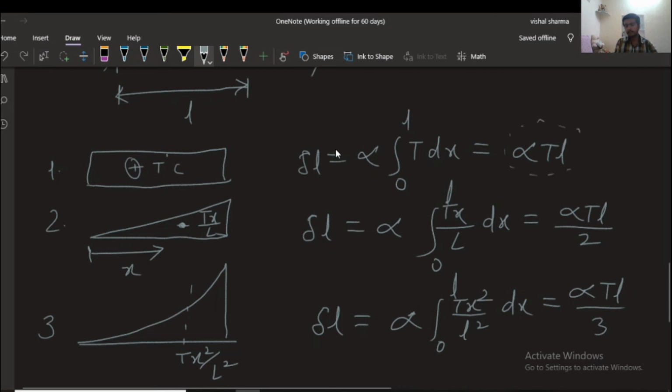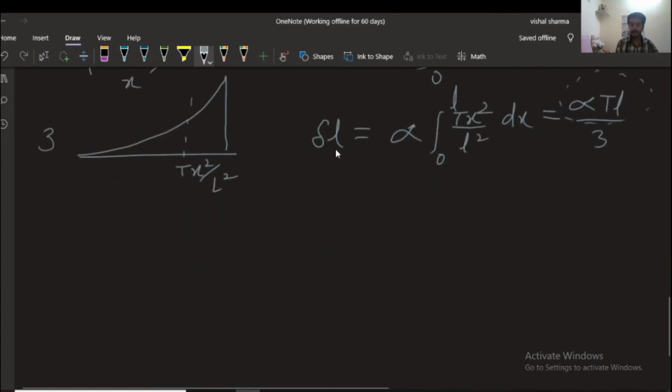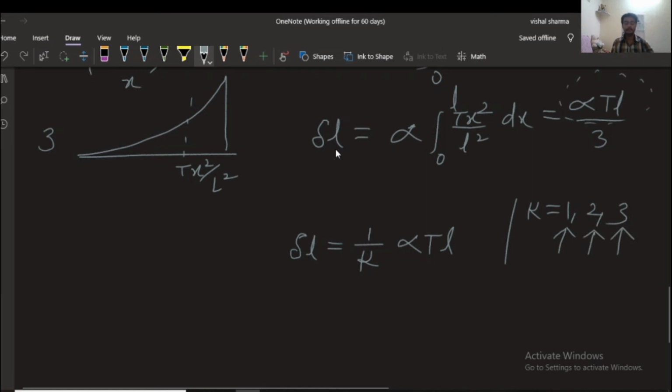From here we can see that in all of the cases the value of alpha TL is the same. The only variation is that it is divided by 1, divided by 2, and divided by 3. So we can generalize this case. Change in length when there is a temperature variation can be given by 1 upon K alpha TL, and here K is equal to 1, 2 and 3: 1 for the uniform, 2 for the linear, and 3 for the parabolic temperature variation.